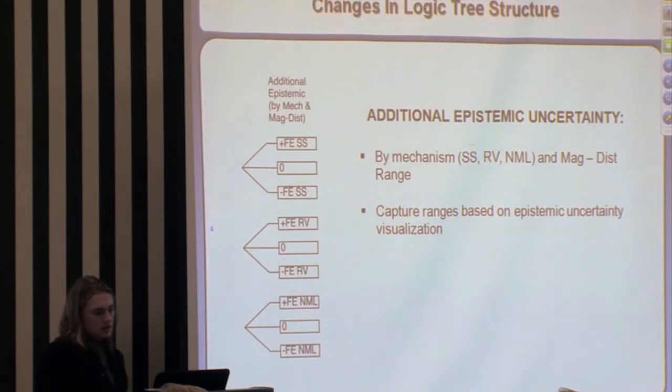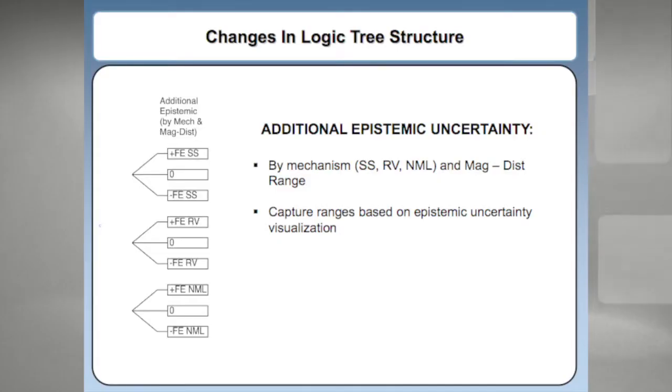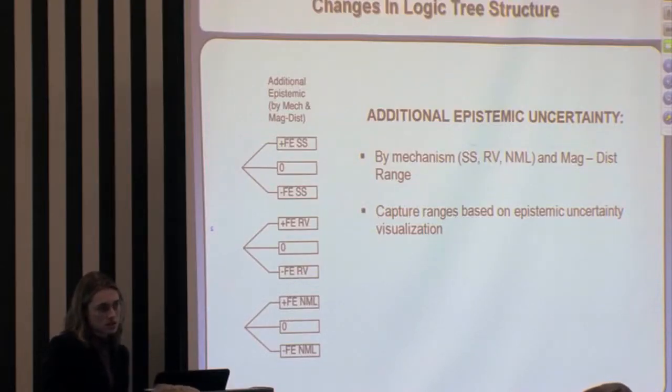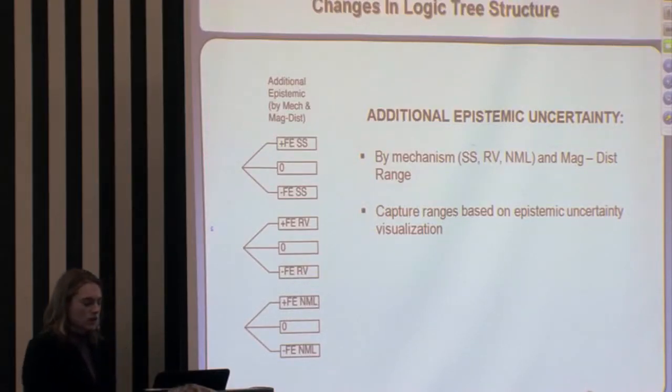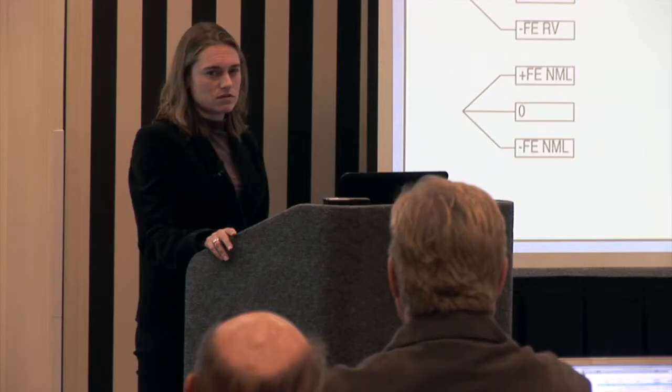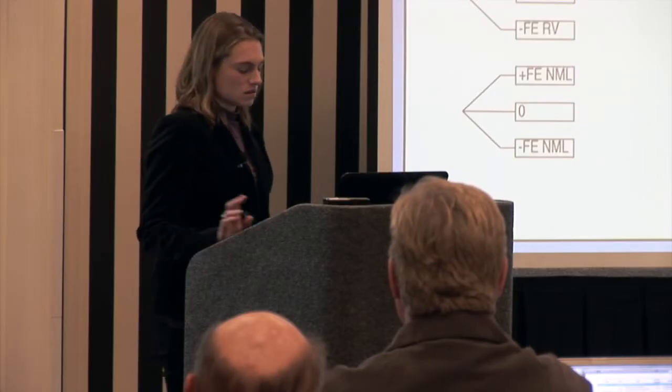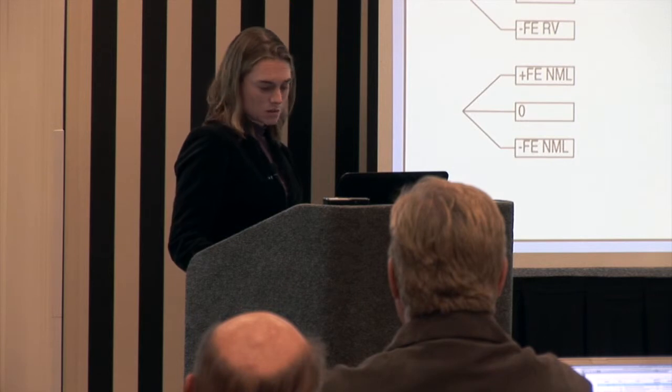Okay, this is showing the changes that have been made in the additional epistemic uncertainty models. The main changes include, again, developing epistemic uncertainty models that can be applied for different mechanisms and across a variety of magnitude and distance ranges. And we're going to capture the ranges based on epistemic uncertainty visualization. I'm not going to go into that now. That's going to be discussed, I believe, tomorrow by Nico Kahn. So wait till tomorrow on that topic.